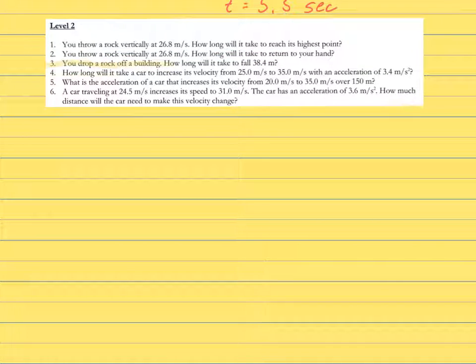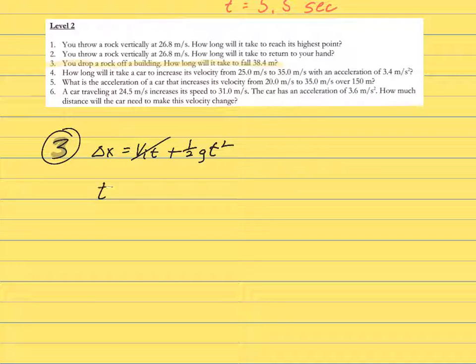All right, 3, you drop a rock off a building. How long will it take? This turns into, I screwed up, change in x equals VIT plus 1/2 GT squared. There's no initial velocity. And when I rearrange for t, it's the square root of 2 change in x divided by 9.8, which is gravity.